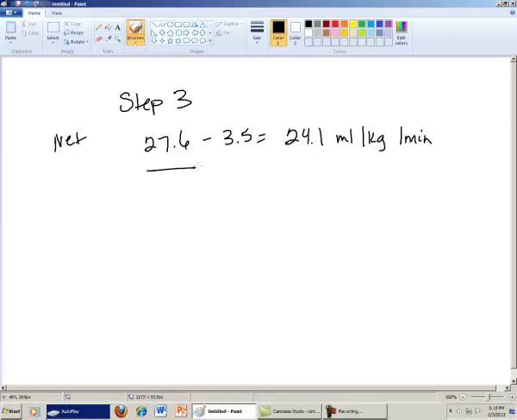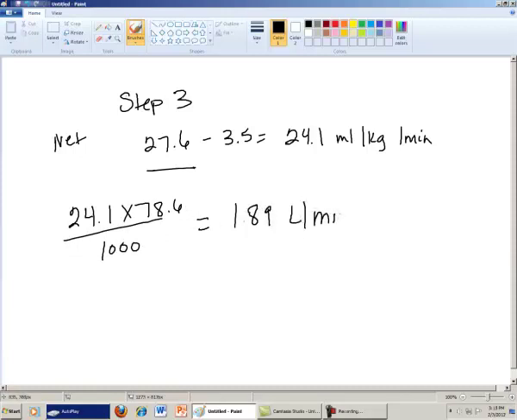The next thing we need to do, which we've done in the other equations, is a little bit of simple math. We're going to take 24.1, multiply times his weight in kilograms, which is 78.6, and divide by 1,000. Again, this is on your sheet, and this is always going to be the same. That's going to give me 1.89 liters per minute. Then I'm going to multiply 1.89 liters per minute times 5 in order to get kilocalories per minute, which gives us 9.47 kilocalories per minute.